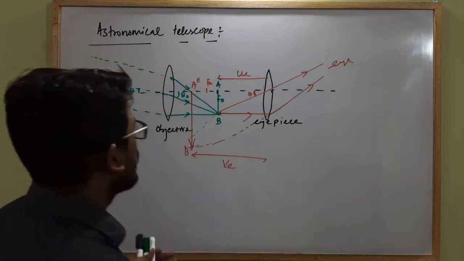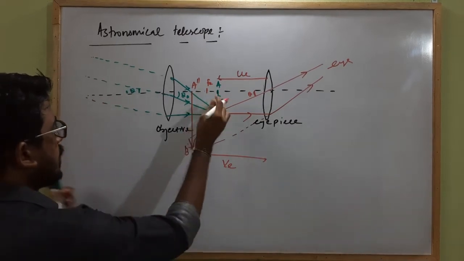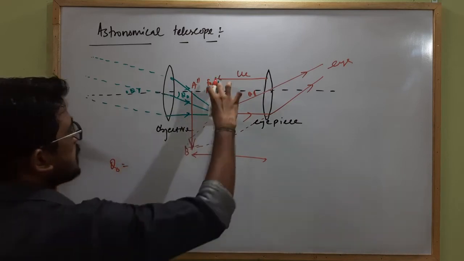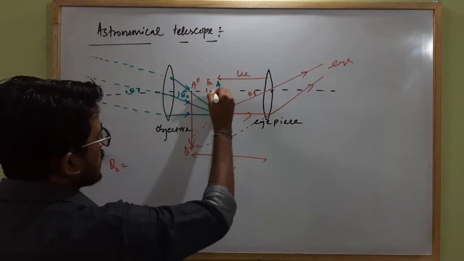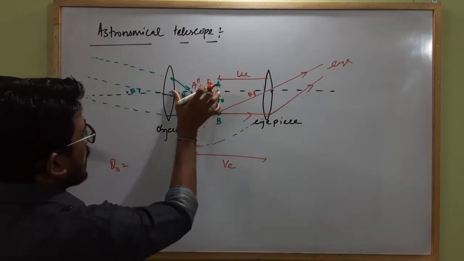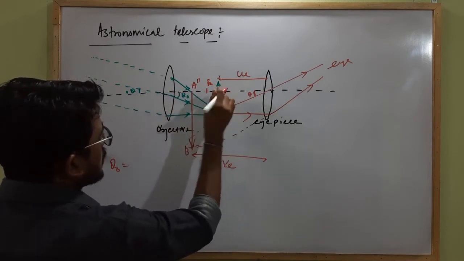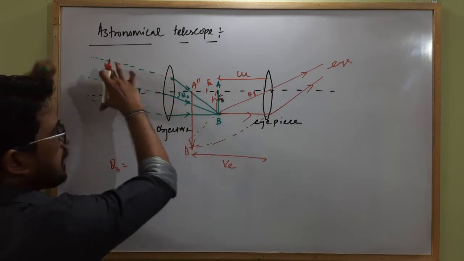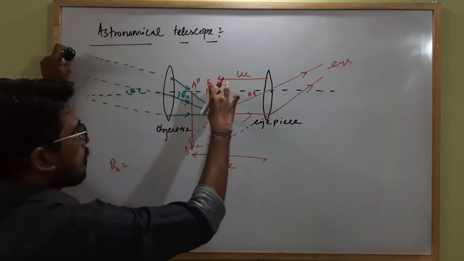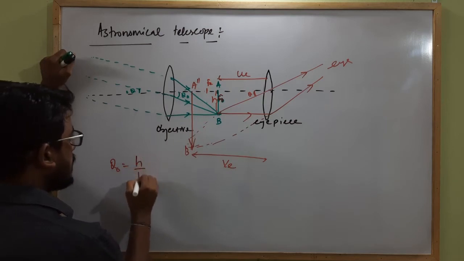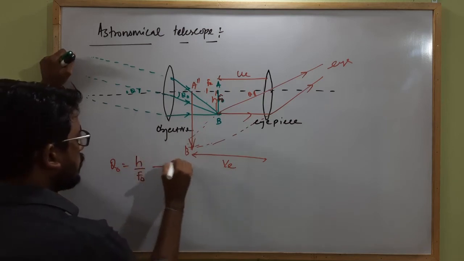In this case, I can write the angle for the objective, theta naught, will be equal to how much? If this height is h, divided by this distance, which will be F naught, because the object is at a far distance, so its image will be formed on the focal plane of the objective. So we can write theta naught equal to h by F naught. Let it be equation 1.